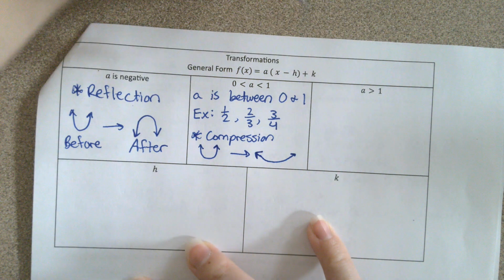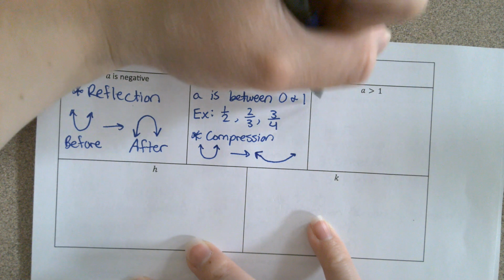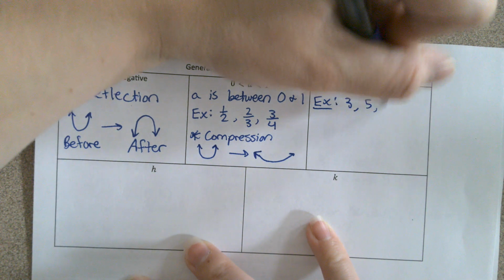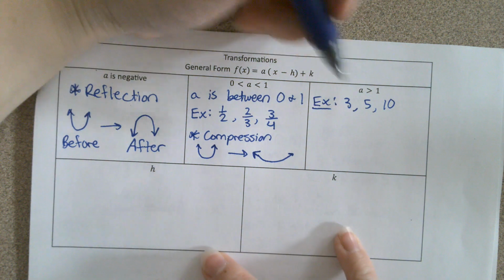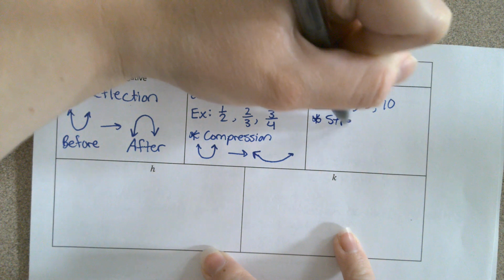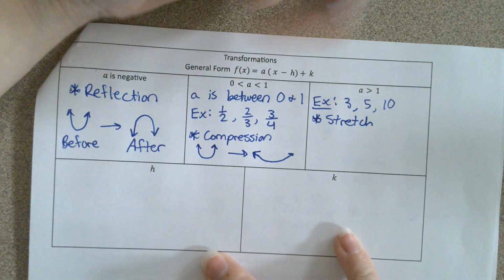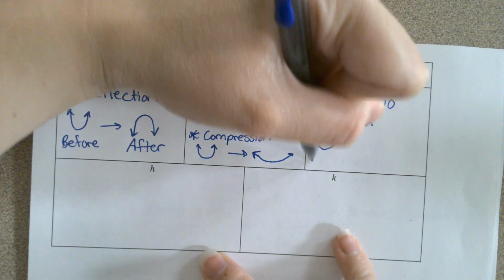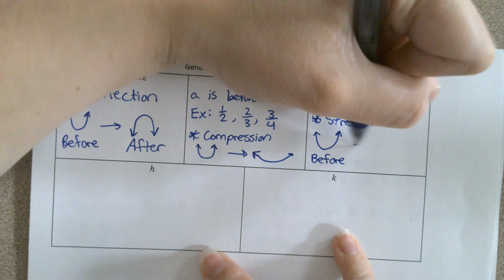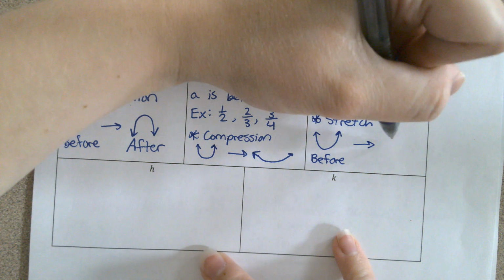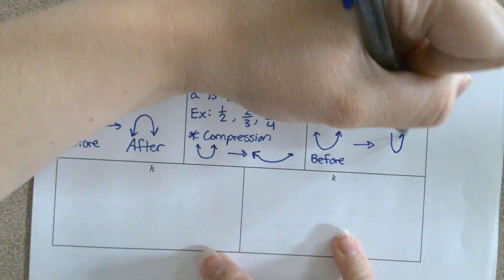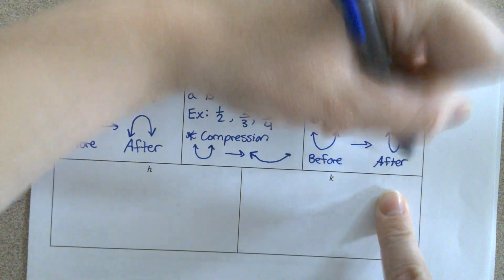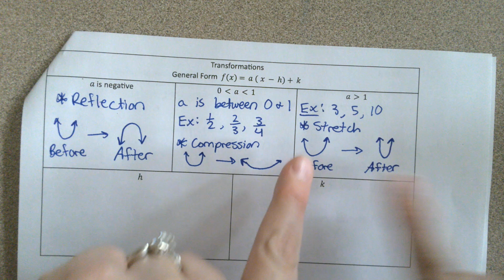Press down, compression. And then if a is bigger than 1, so for example, if we had 3, 5, 10, something like that, then we call this a stretch. So if we had our normal U, this would be before, and then after, it definitely looks taller and skinnier. It looks like someone's taking their arms and stretching them upward.